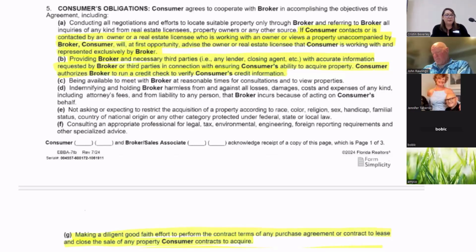The last part of this section is item G, making a diligent, good faith effort to perform on the contract terms of any purchase agreement or contract to lease and close of sale of any property the consumer contracts to acquire. So they have to do their part as well. They can't just kind of disappear on you.